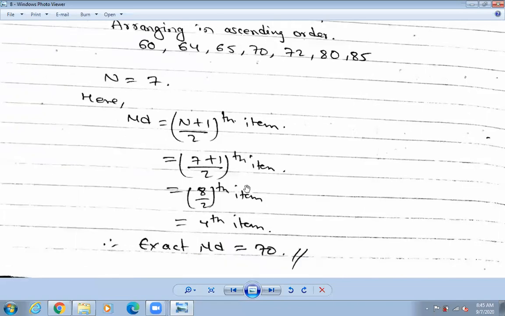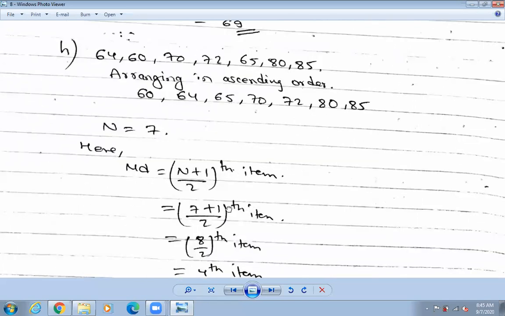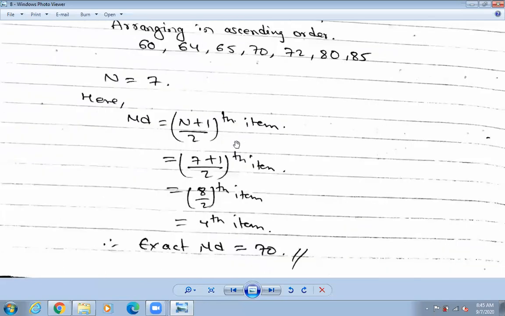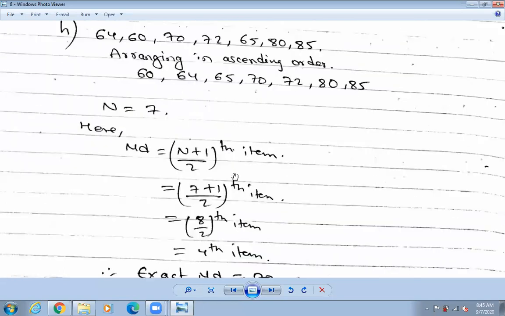So fourth. There is no point right now, just fourth only. That means there is only the number. If there is a number, then no need to use the next formula. Just count the number. That is your answer. Which one is the fourth? Look in the ascending order. So 1 2 3 4. 70 is the fourth number. So this is our answer, 70.